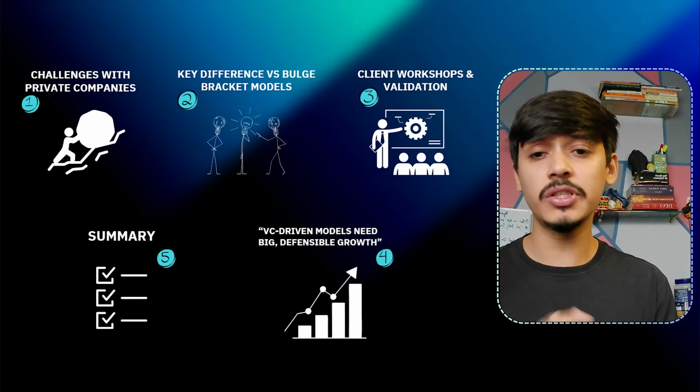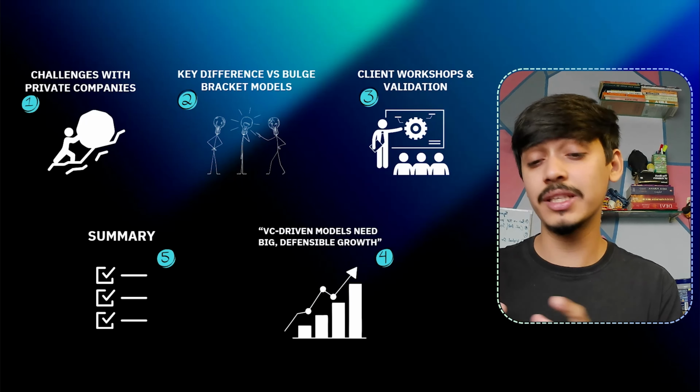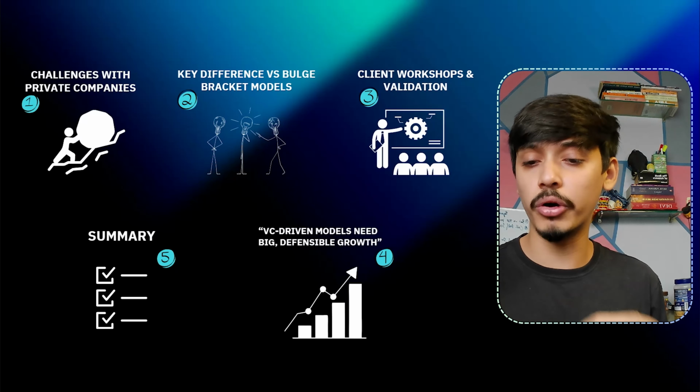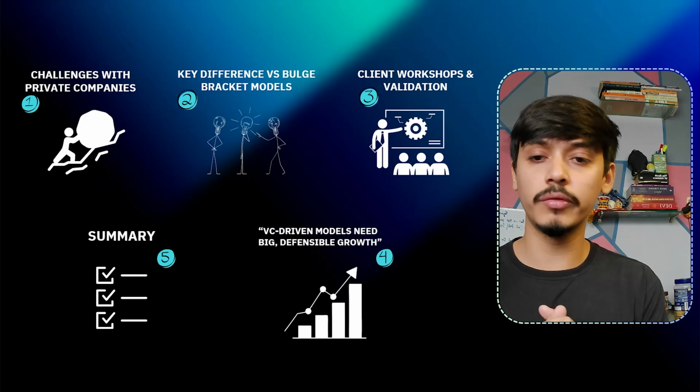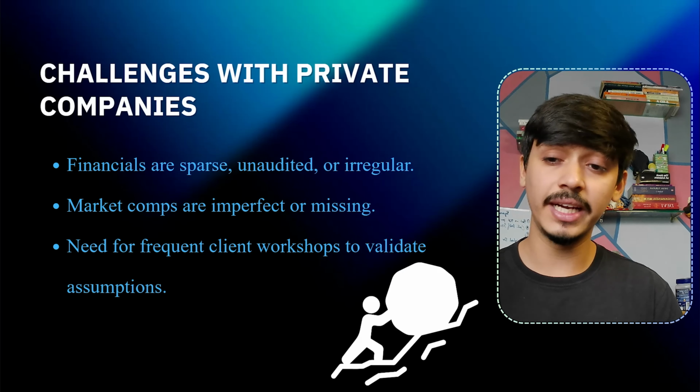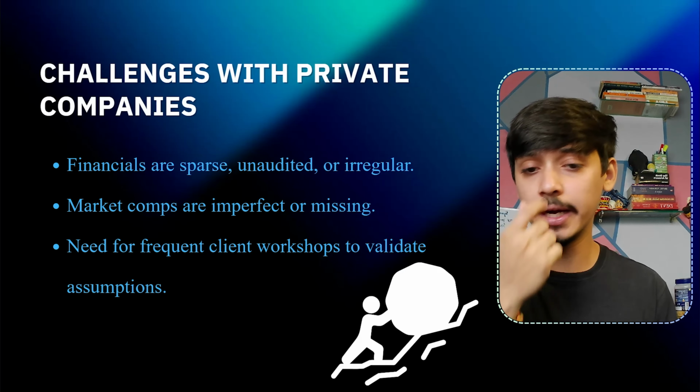So for that, we have these 5 steps that we are going to cover. What are the challenges with private companies, then the difference between the bulge bracket and boutique models, then the 2 steps that we are going to cover to create these models. One is the client workshop and validation, then VC driven models, and finally summarizing all of the 4 steps that we have covered. So starting with the challenges with private companies, financial data is very sparse, unaudited, and irregular.